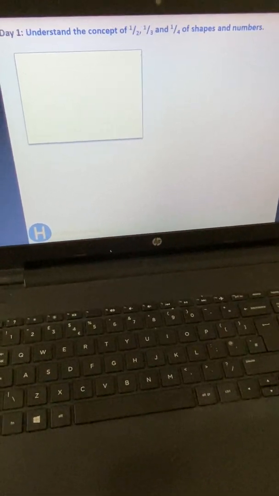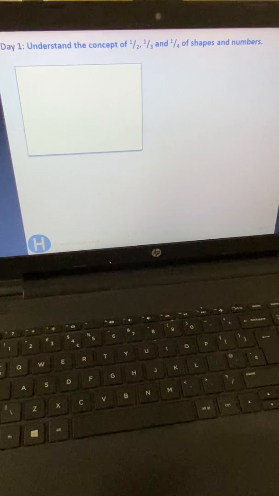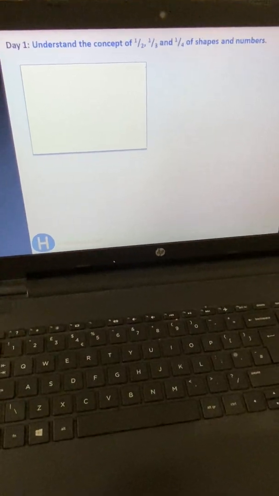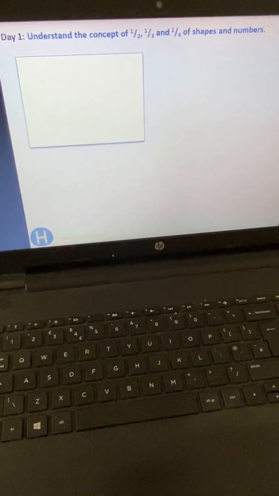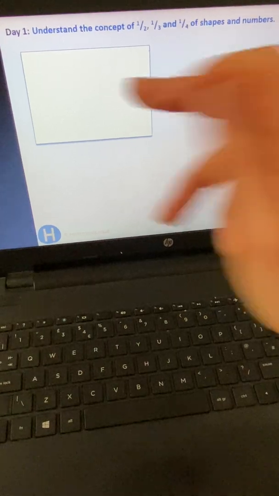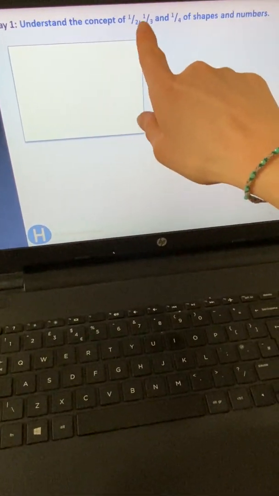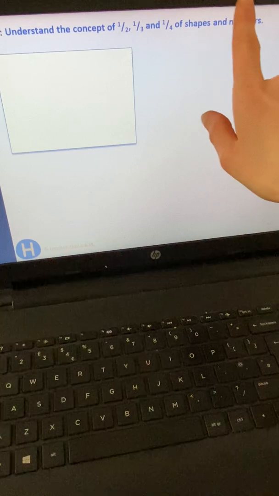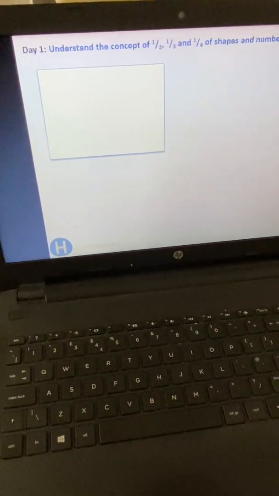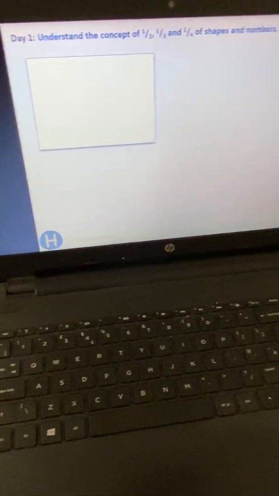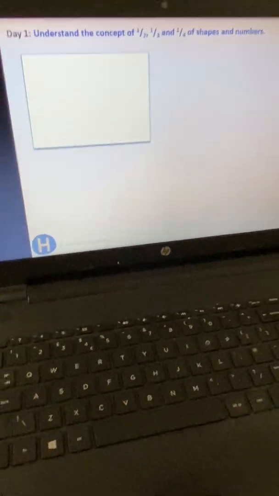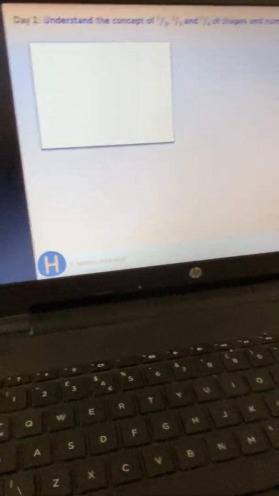We are looking at fractions this week and next week, okay? Because we do need to do some work on them and revisit them. So today we are going to understand the concept of a half, a third and a quarter of shapes and numbers, okay? So I need you to pause the video, get a square of A4 piece of paper like this.